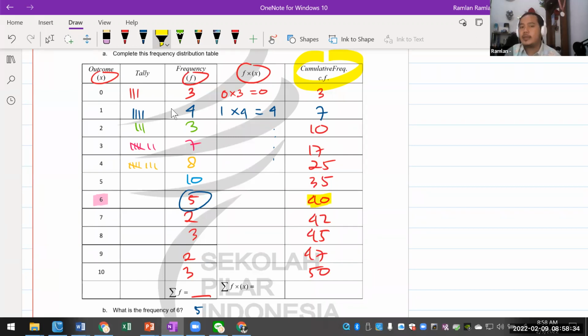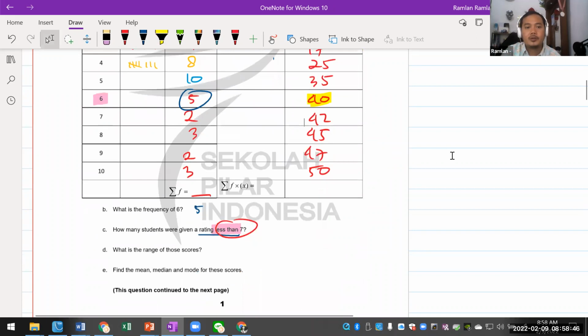So which means that 40 students get a score less than 7, right? 6, 5, 4, 3, 2, 1, 0. So you can just get it from there. Okay, so that will be the answer for question C. Okay, so there are 40 students, less than 7. Yeah, because it asks how many students, it means that you're going to find the frequency for this case.